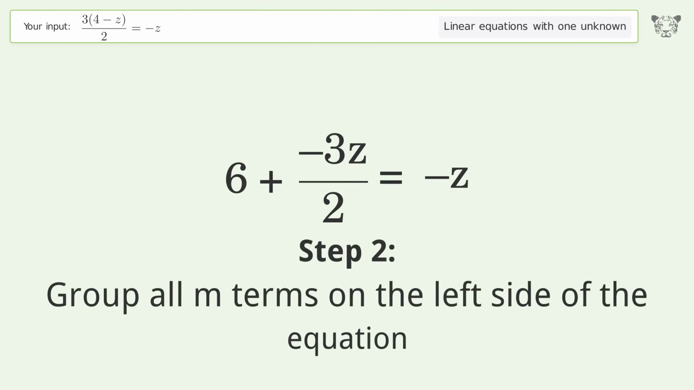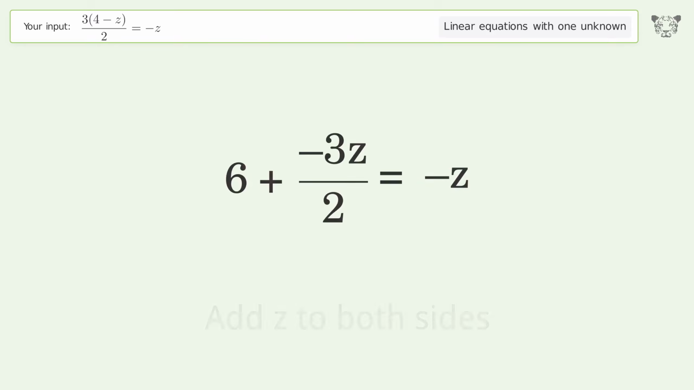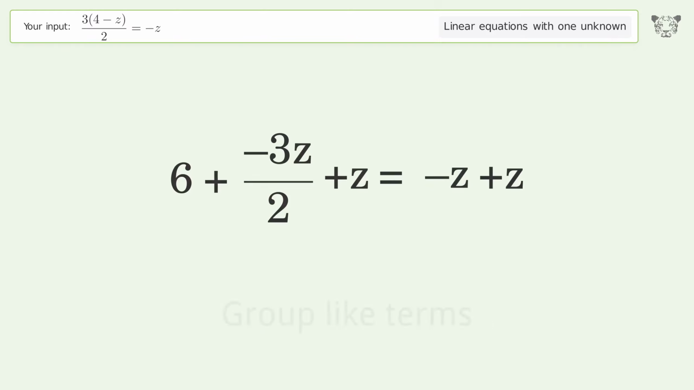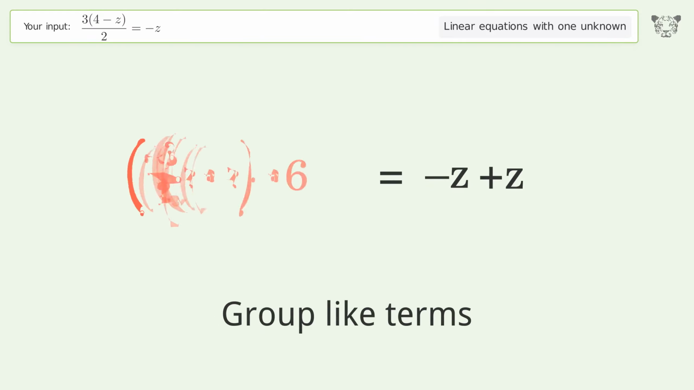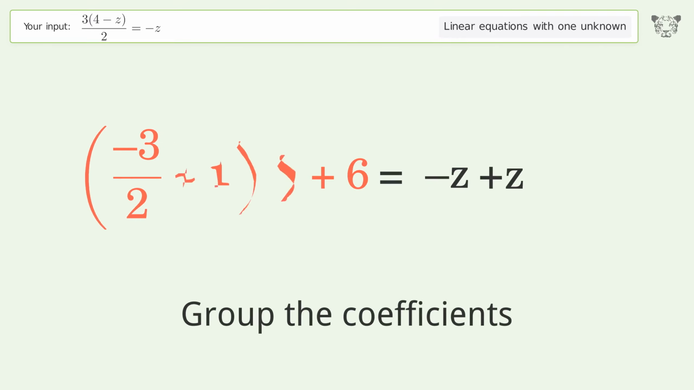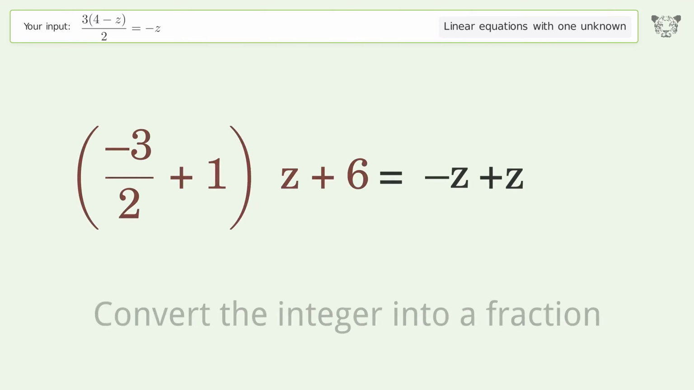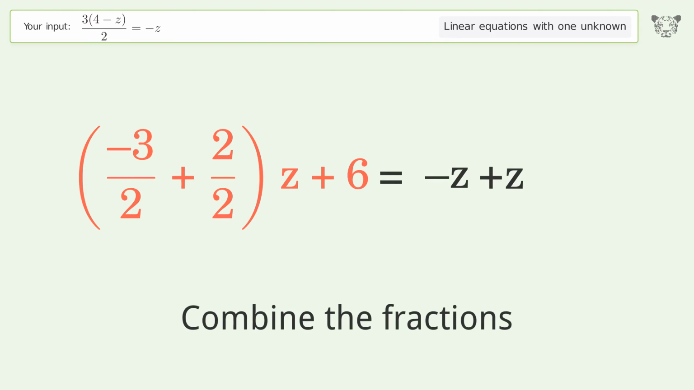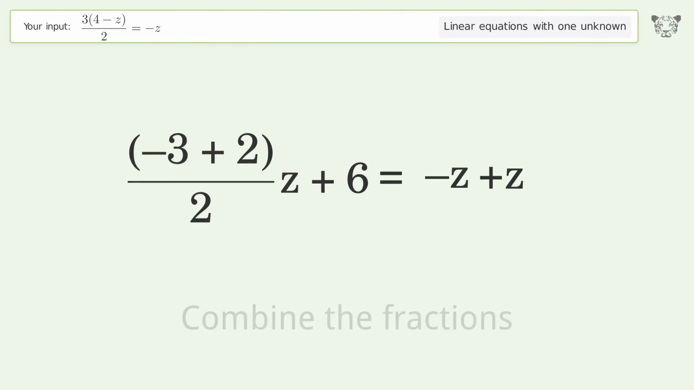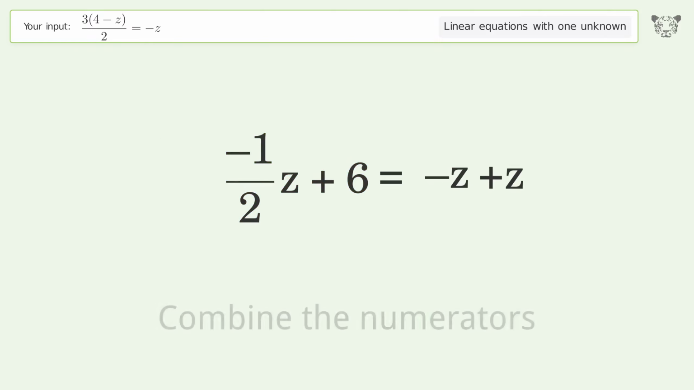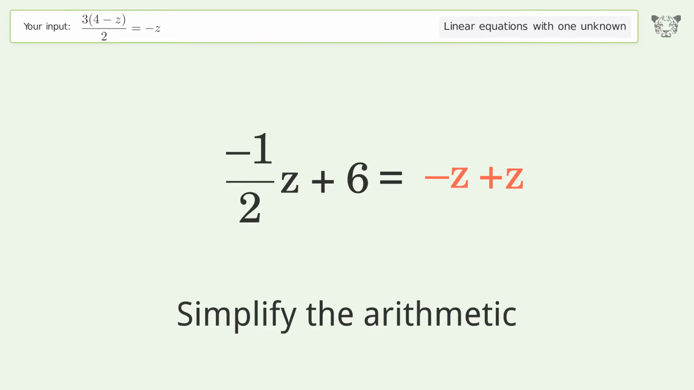Group all m terms on the left side of the equation. Add z to both sides. Group like terms. Group the coefficients. Convert the integer into a fraction. Combine the fractions. Combine the numerators. Simplify the arithmetic.